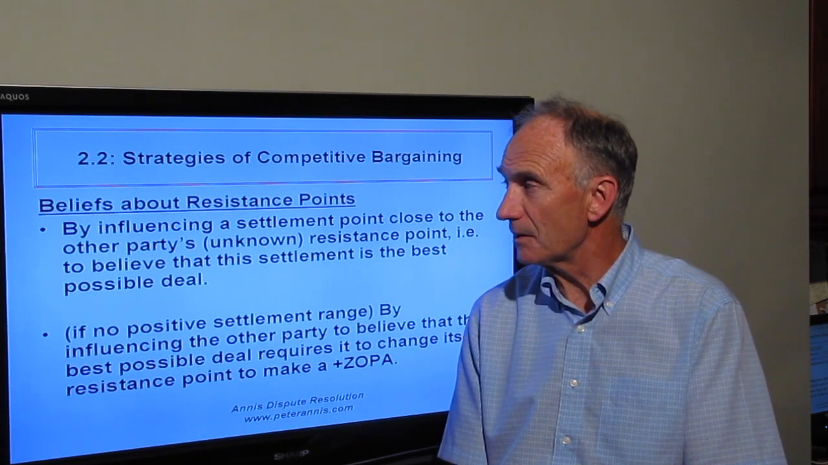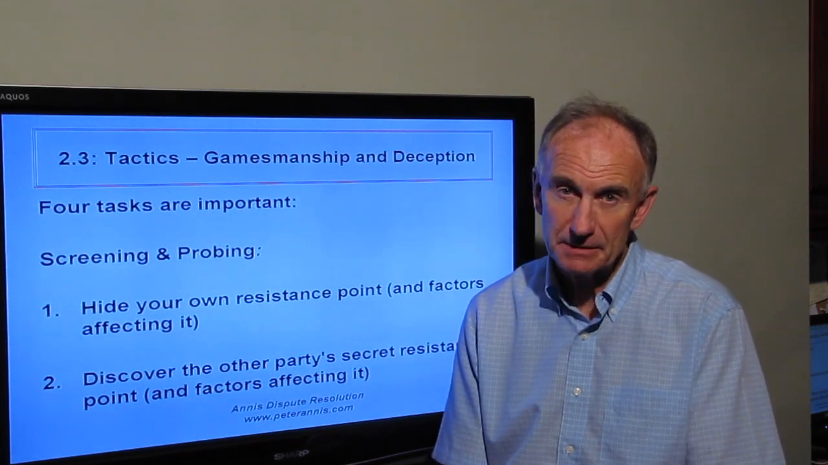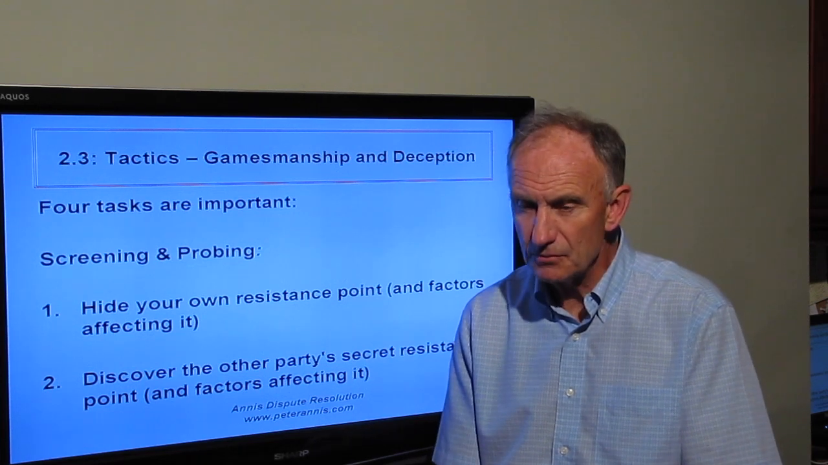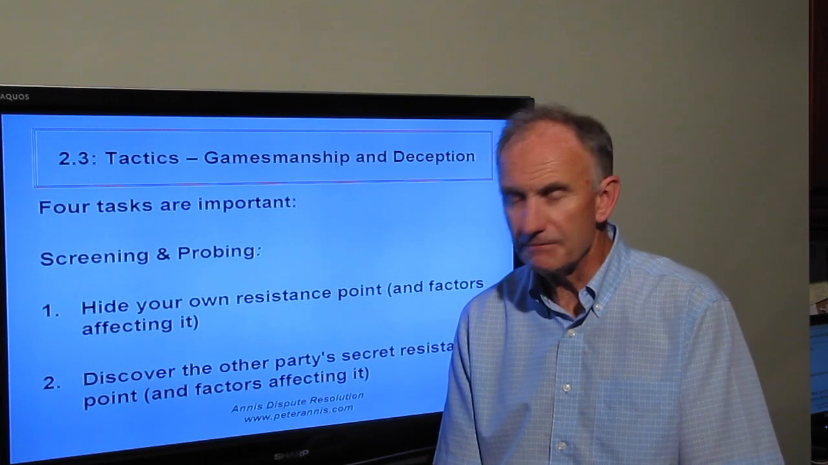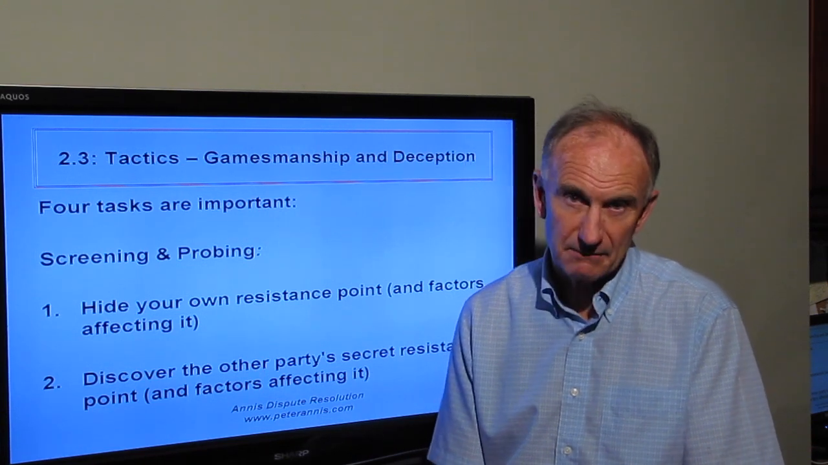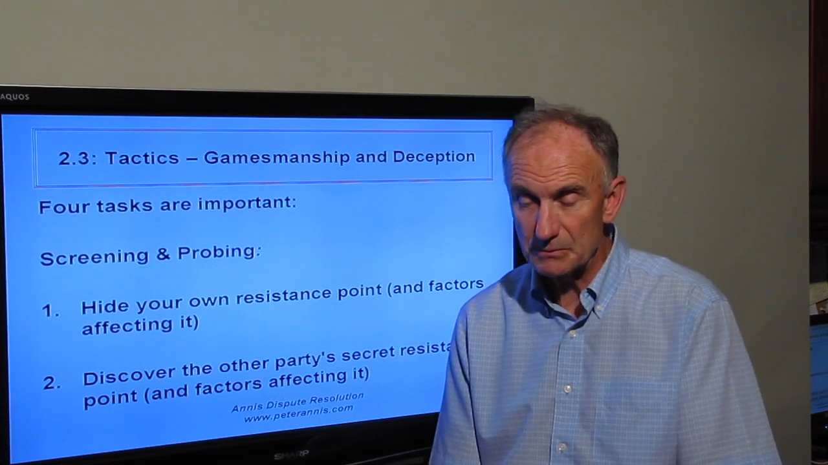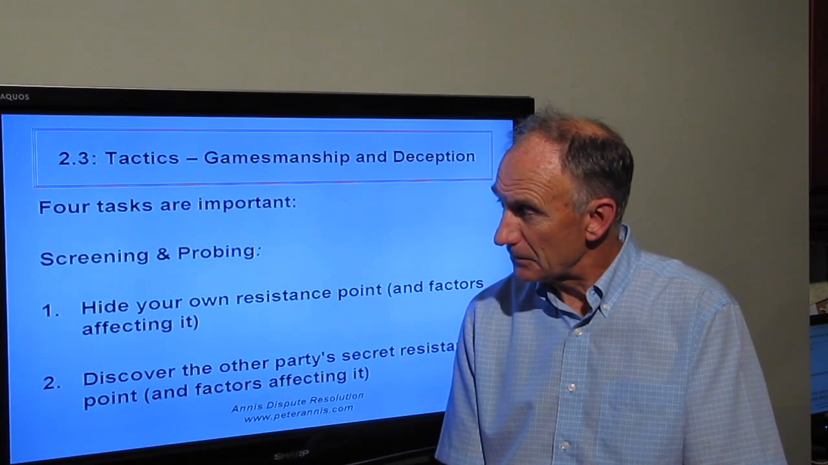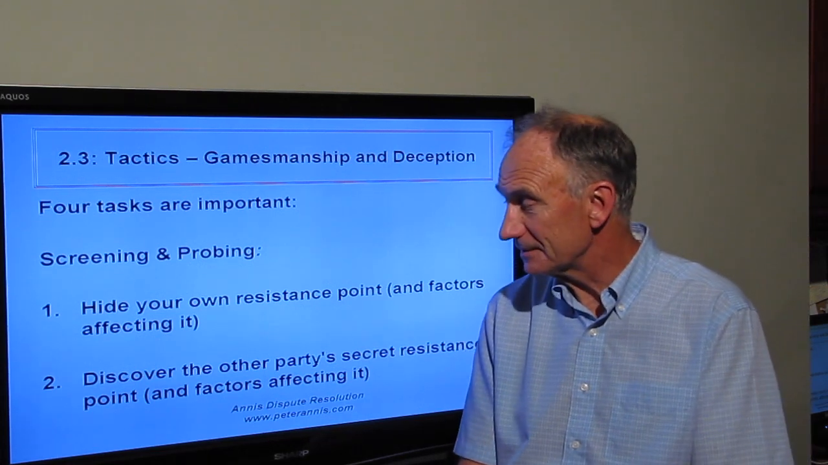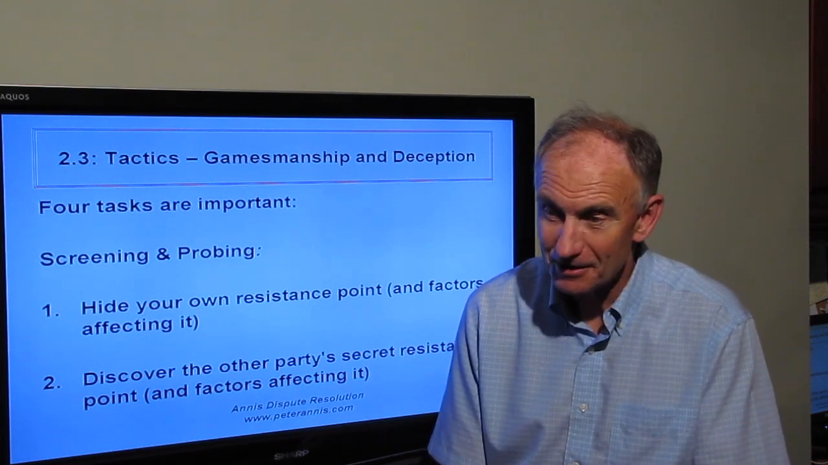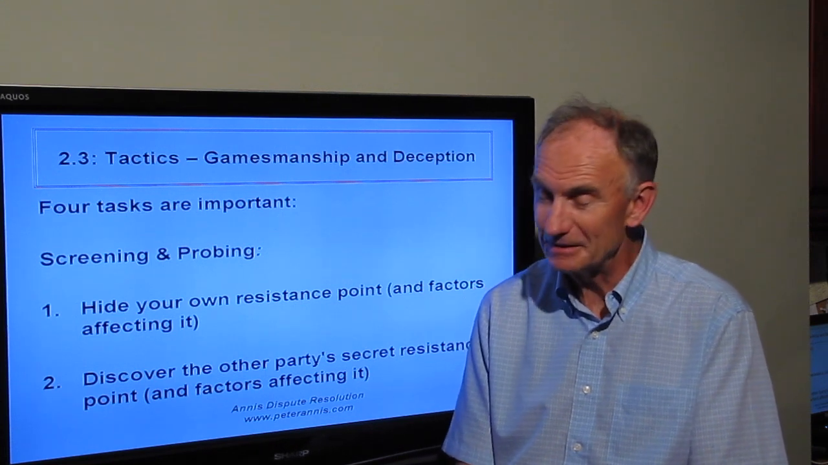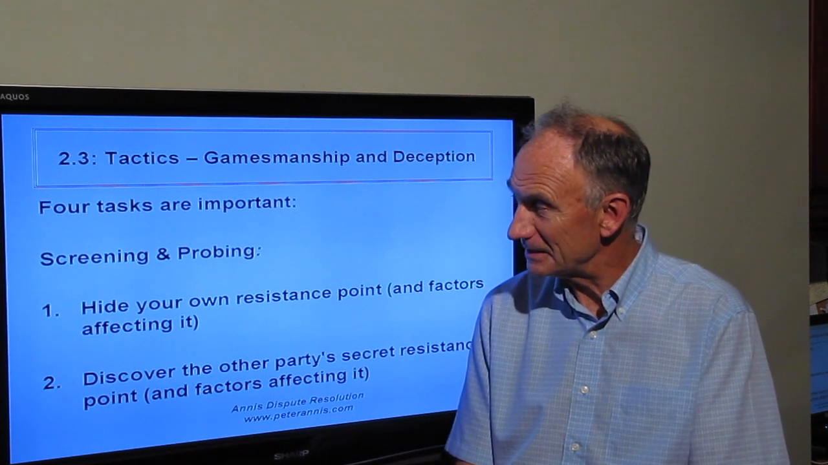So I think really what we want to look at are the tactics, how you implement these strategies, and they fall into two camps, one having to do with screening and finding out about resistance points, and the other having to do with influencing and not being influenced on your resistance point and their resistance point. So it's screening: hide your own resistance point, and probing: try to discover what the other side's is. Obviously, if one side learns what the other side's resistance point, walkaway point is, that's where the deal will be set and where it'll end up being.